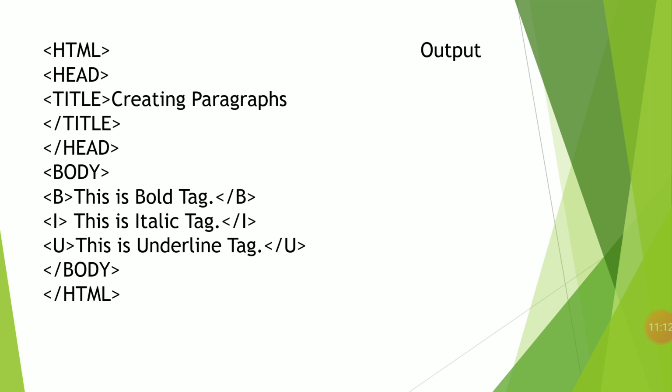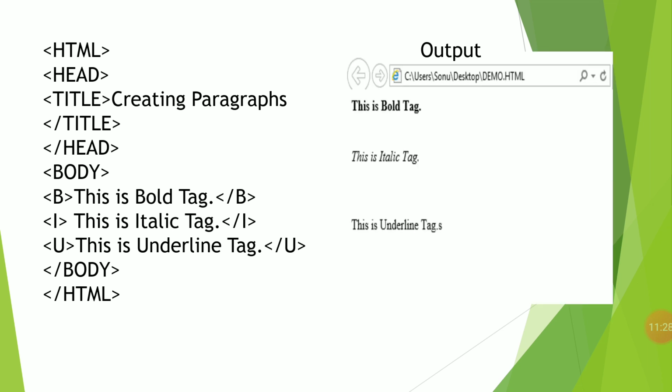One thing more you need to observe here, whatever tags I am using, all are container tags. Container tag means each and every tag has its closing tag also. If you see the output, when you run this program code in the browser, you will get the output like this. The first one appears in bold style, second one is italic style, and at last you get the U tag underline.